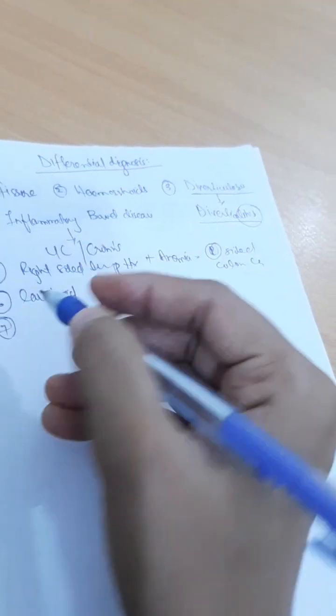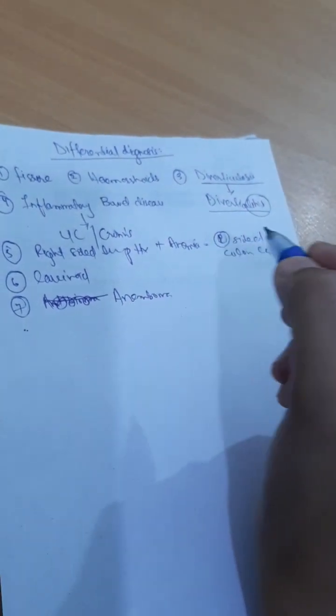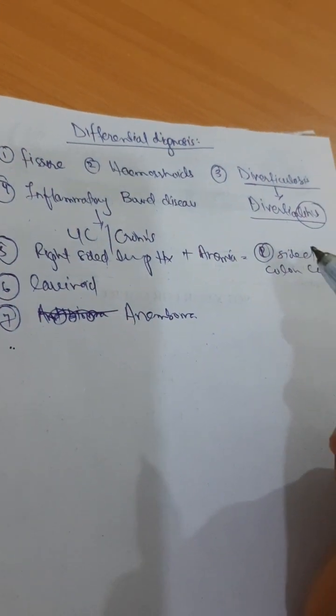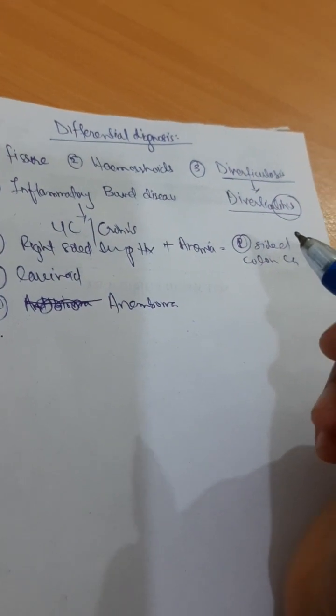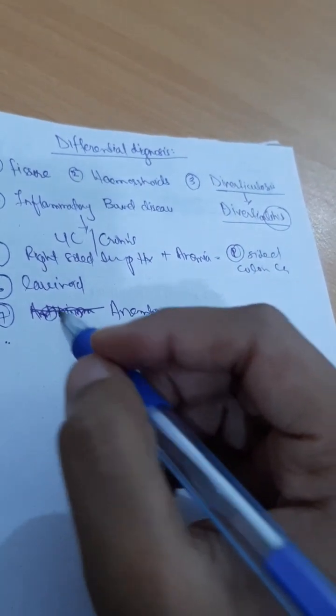Then ask about the seventh differential, which would be amoeboma. The patient had a history of traveling to a foreign country and then came with low abdominal pain and diarrhea, so it could be amoeboma, and the patient already had antibiotics for this purpose, but it doesn't resolve.